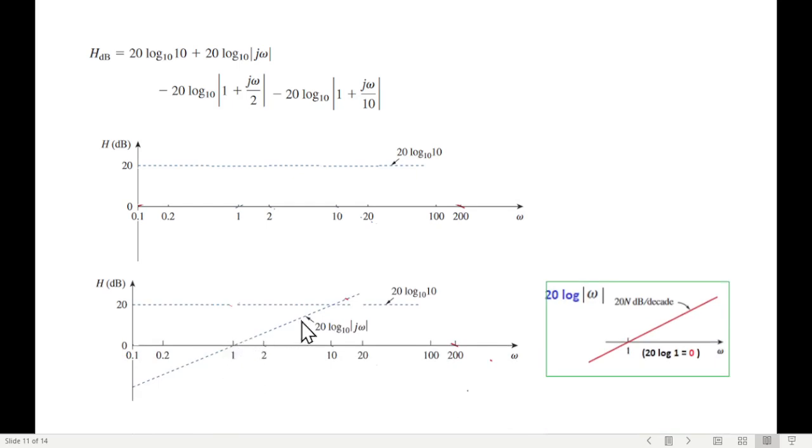But how do we determine this? The slope is 20 dB per decade. So we go 10 times from 1, that is this point, and we move up by 20 dB, that is the slope intersection point. So this is our slope line, and we can extend this toward the negative side, and it will touch here at negative 20. So this was the plot for the second one, and in the next slide now we'll plot these two. This was the first.